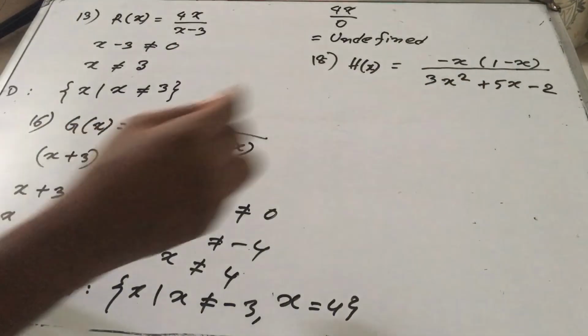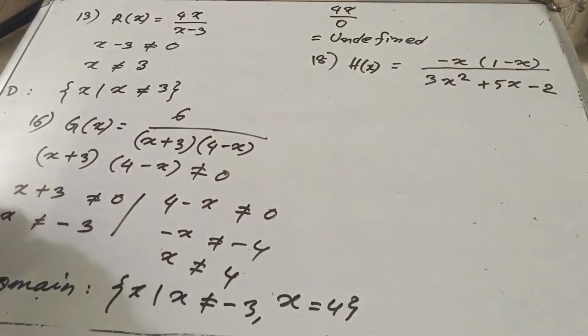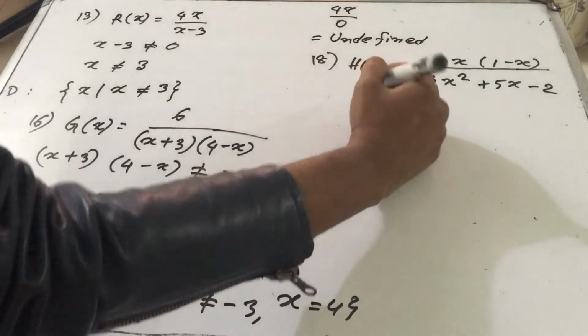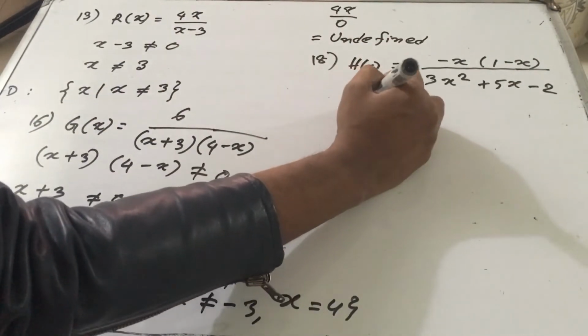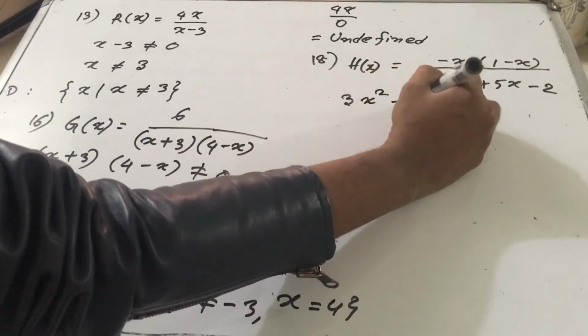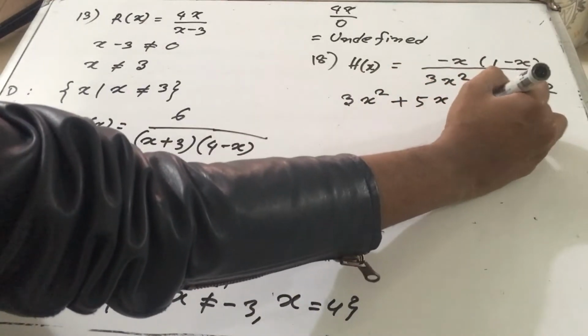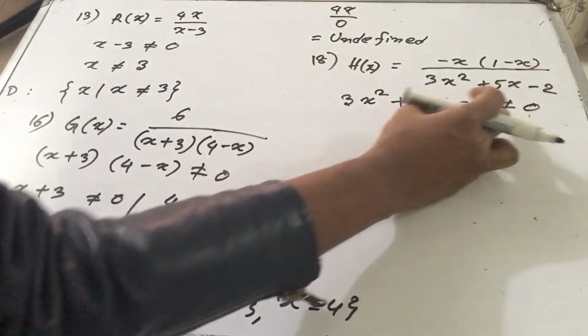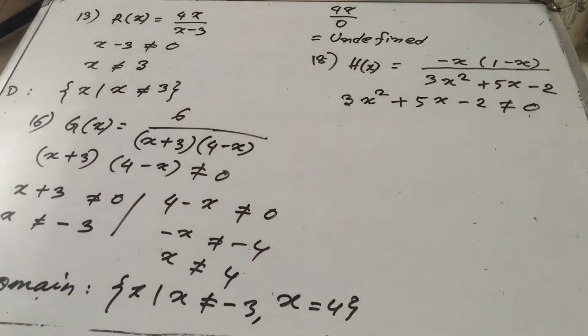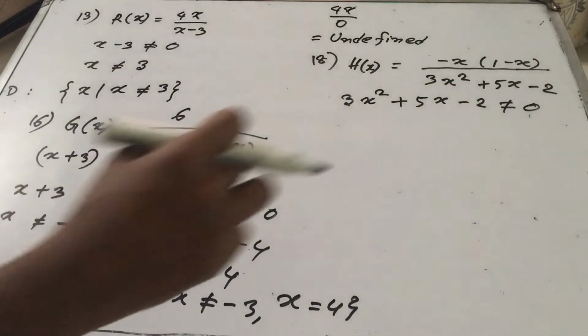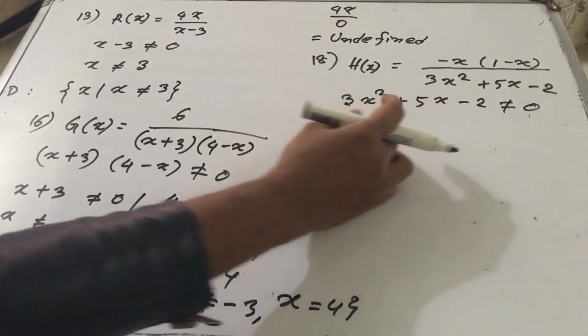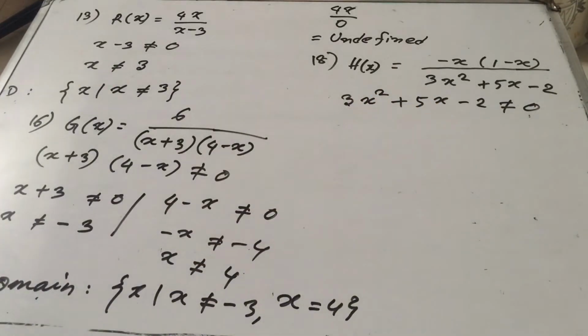Now in this term, this value cannot be 0. So let's write it like this: 3x squared plus 5x minus 2 cannot be equal to 0. This whole thing cannot be equal to 0. If you look at this, first of all, this is a quadratic component in the whole term, and at the same time you see this is a trinomial.